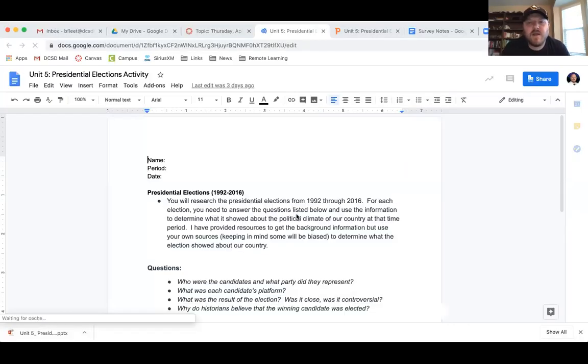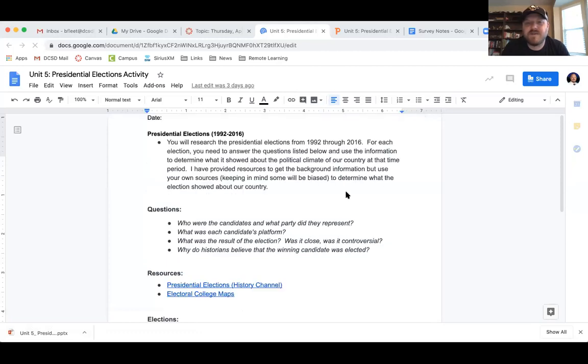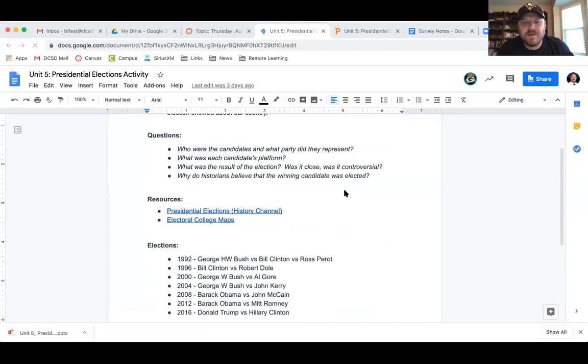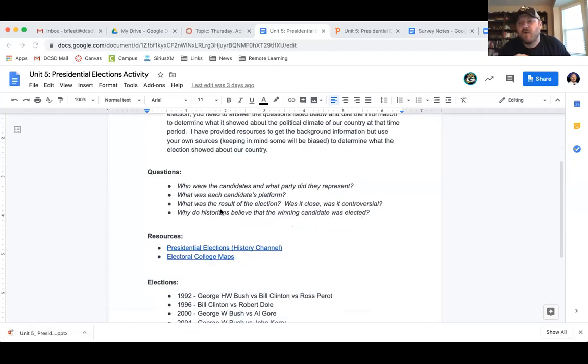Okay, so here is the activity. It's on Canvas. For each election cycle, what you need to do is 92, 96, 2000, 04, 08, 12, 16. You need to answer these 4 questions for each of those election cycles. So who are the candidates and what party do they represent? We've already given you that information.